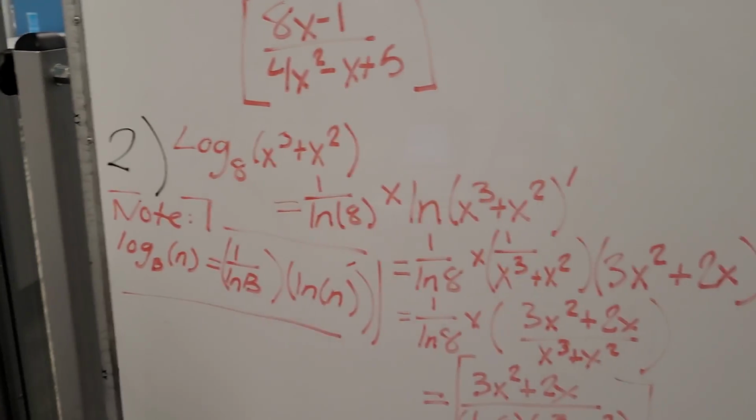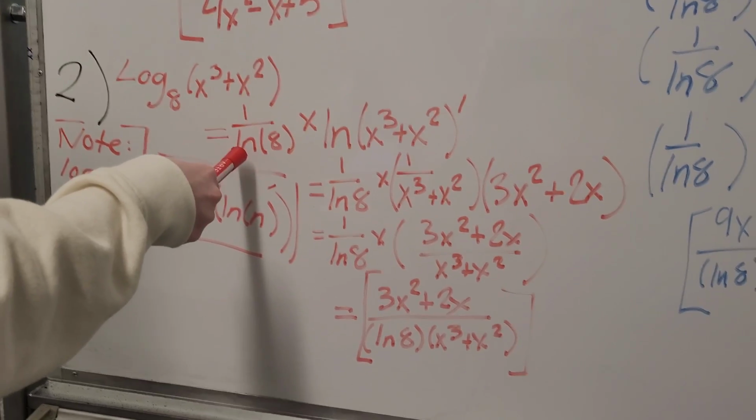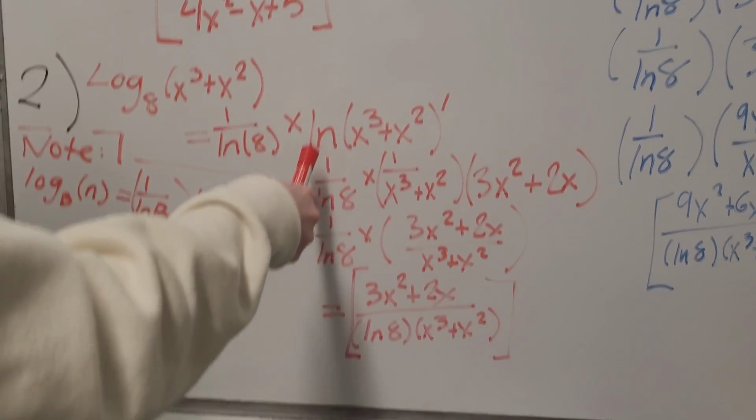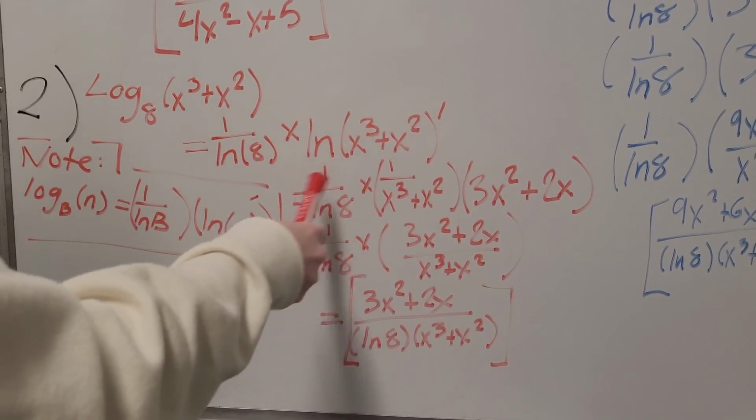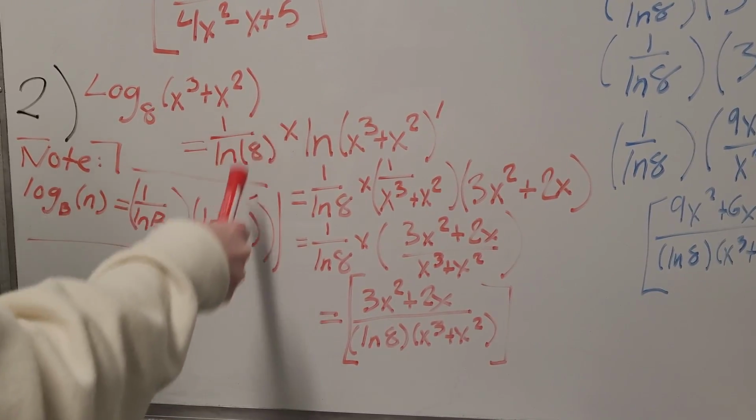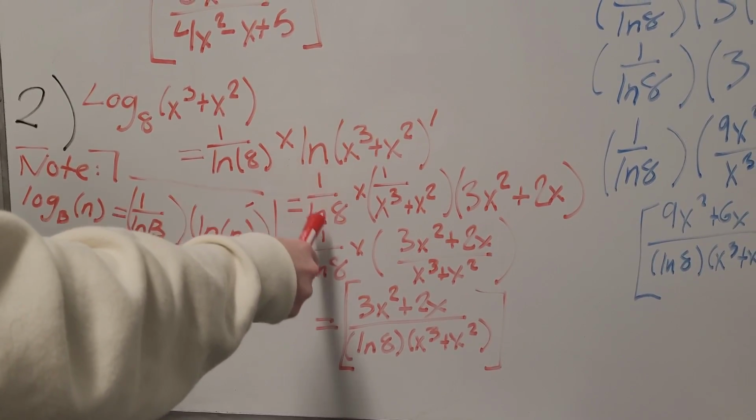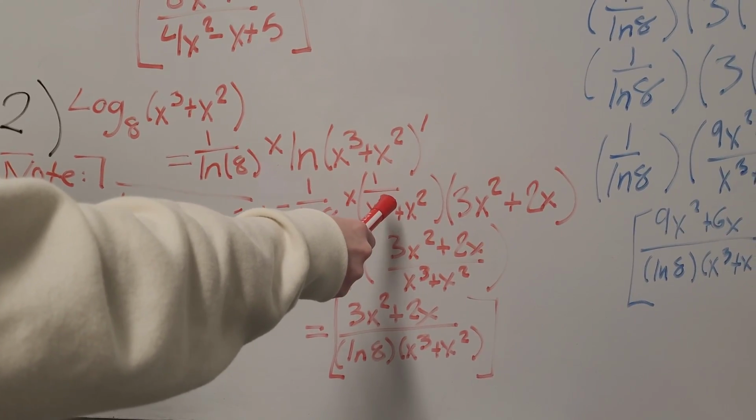So you can go and explain the problem now. First we start with the base. It turns into ln of 8 because 8 is the base. And then you multiply it here by the derivative of ln of x to the third plus x to the second, because that is our number portion. The 1 over ln of 8 stays the same, it stays constant. And so here we're finding the derivative.